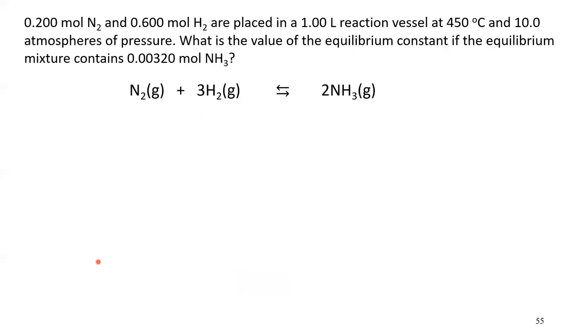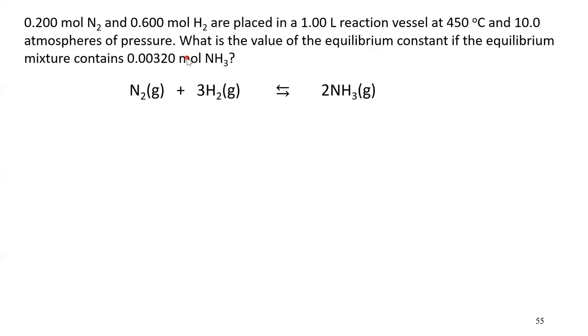All right, so now we're going to look at some more problems. So here, it tells us that we take 0.200 moles of nitrogen gas and 0.600 moles of hydrogen gas in a 1-liter container. And the pressure is 10.0 atm. What is the value of the equilibrium constant? That means we want to calculate K.